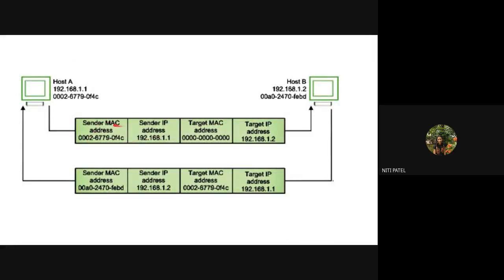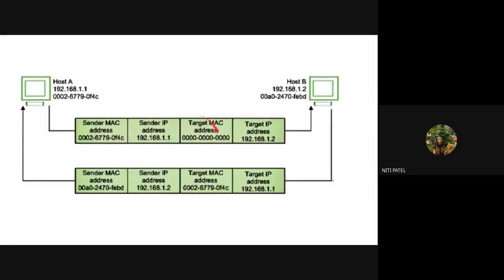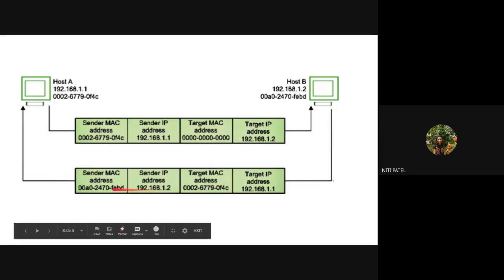I have a sender's MAC address. That means I am the source, so I know my MAC address. I am the sender, I know my IP address. I also know the IP address of the machine where I am sending the data, but I do not know the MAC address of the destination machine. So with the help of the ARP protocol, I am going to find out the MAC address of the destination machine. So when I send this packet as a request to this machine, what will host machine B, the destination, do? It will put the MAC address of its own machine and transmit it to me.